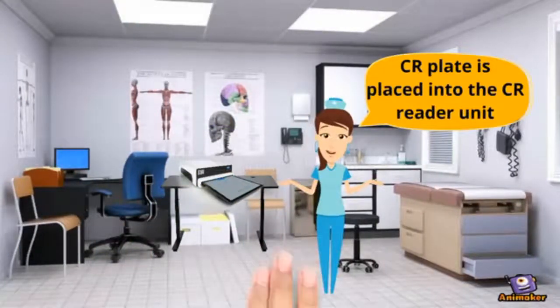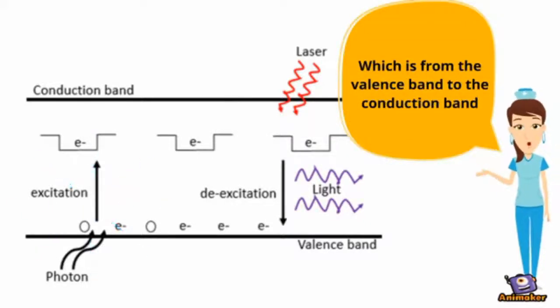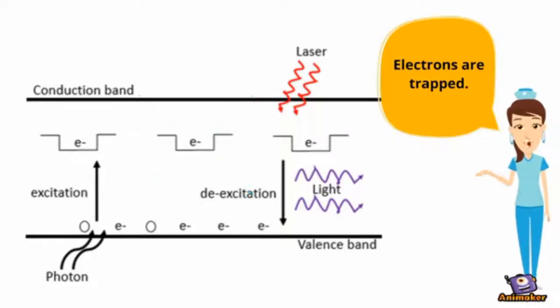During the exposure to the imaging plate, photons strike the valence band and transfer its energy to the electron. This causes the electron to excite to a high energy level, which is from the valence band to the conduction band, and eventually some of the electrons are trapped in the F-center.